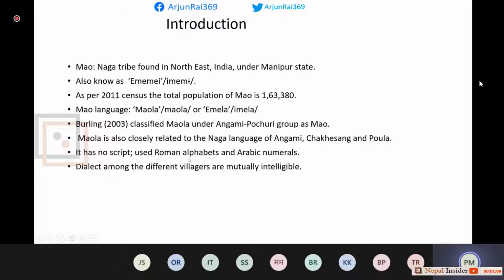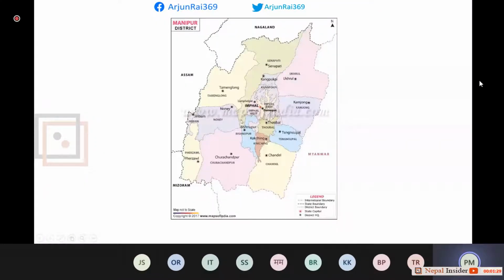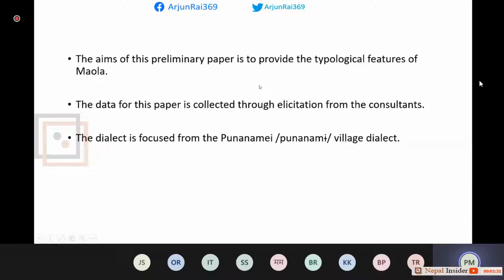So this is the map of India, and here is the map of the Manipur district, and the Mao people inhabit the Senapati district. This preliminary paper is to provide the typological features of Maola, and the data for this paper presentation is collated through elicitation from the consultants, and the dialect is focused on the Punanamei village dialect, which is also considered one of the standard varieties in Mao.